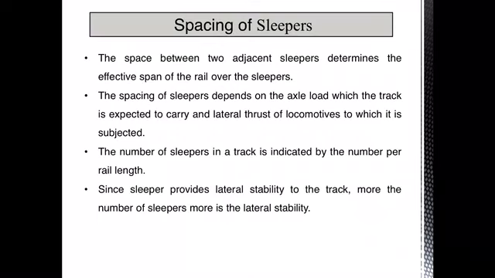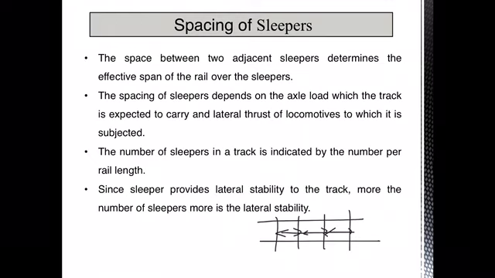So now we all know what the spacing of the sleeper is. Spacing is nothing but, given these rails and the sleepers you have provided, the distance between two consecutive sleepers. That we call the sleeper spacing. That is what is given here, the space between two adjacent sleepers.